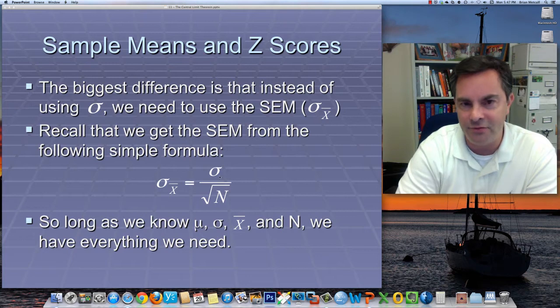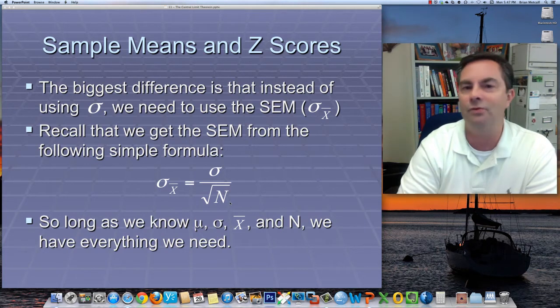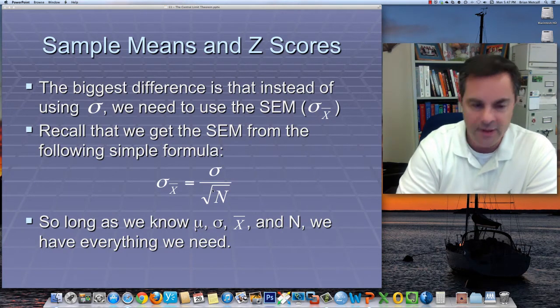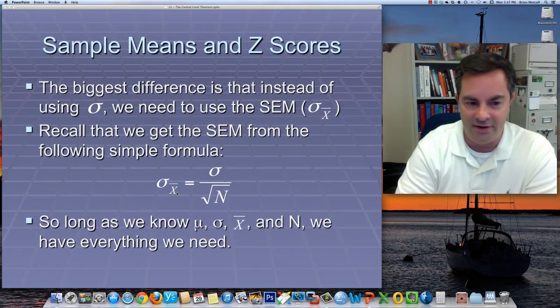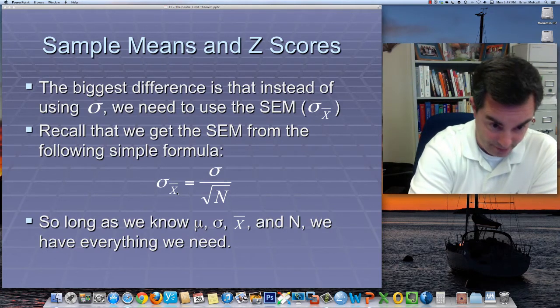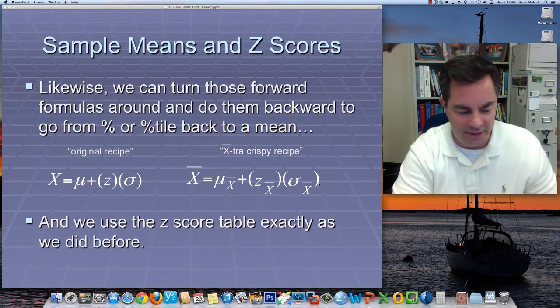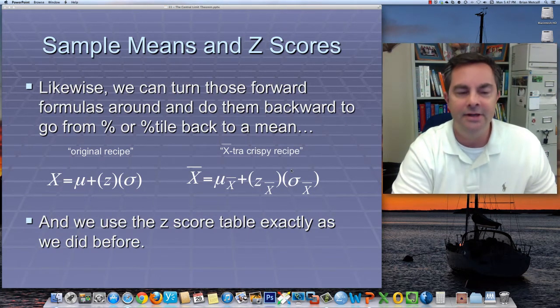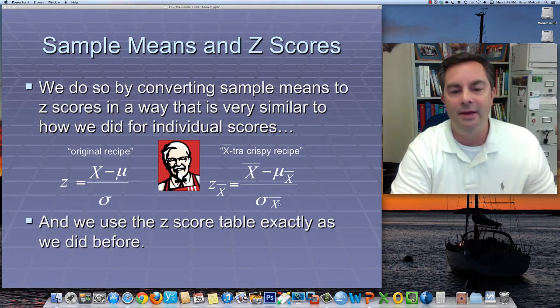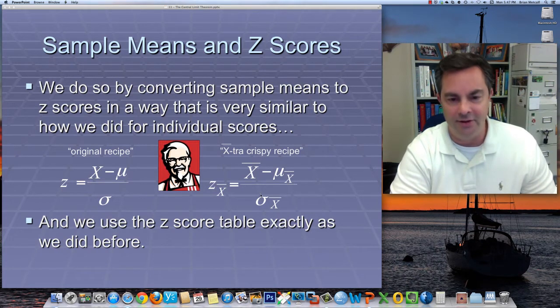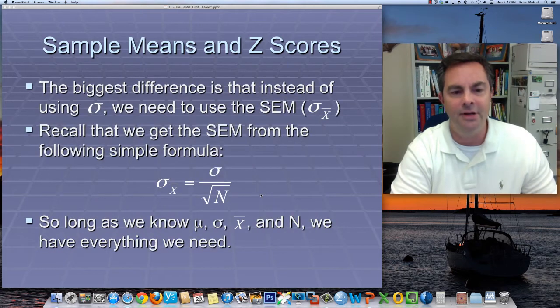So you still need to know sigma, but instead of using it all by itself, we plop it into this formula and divide by the square root of whatever sample size we're using, and estimate what the standard error would be. And just to go back, that's what we plugged in here. We'll plug it here in the backward formula, and back one more step, we'll plug it in here in the forward extra crispy formula. All right, so let's go back, forward.